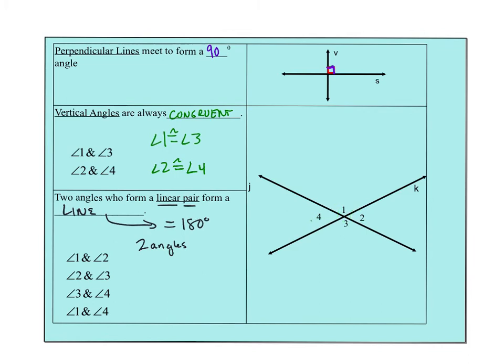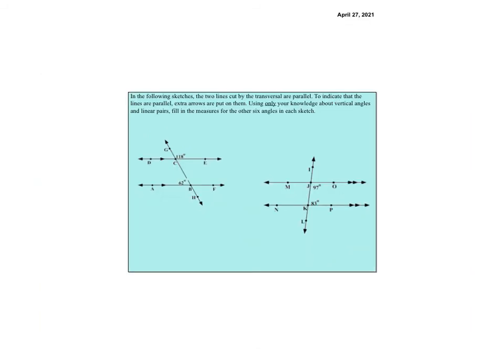So in our situation here, 1 and 2, together they make a line. 2 and 3, together they make a line. 3 and 4, together they make a line. 4 and 1, together they make a line. So these are things that we talked about before, but it's good to review them because they're going to be used in here.